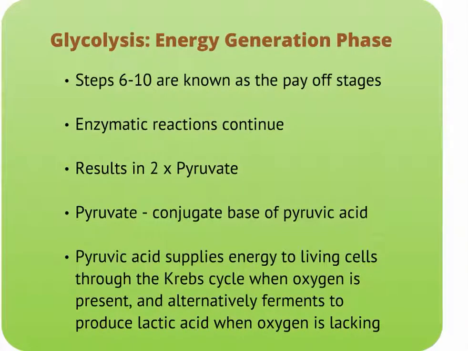That's the energy consumption. Now we have the final 5, and that brings us to the energy generation phase, also known as the payoff stage. More enzymatic reactions, and this will lead us to the pyruvate. It's also a conjugate base of pyruvic acid. Pyruvic acid supplies energy to living cells through the Krebs cycle when oxygen is present, and alternatively ferments to produce lactic acid when oxygen is lacking. Also aerobic and then anaerobic.